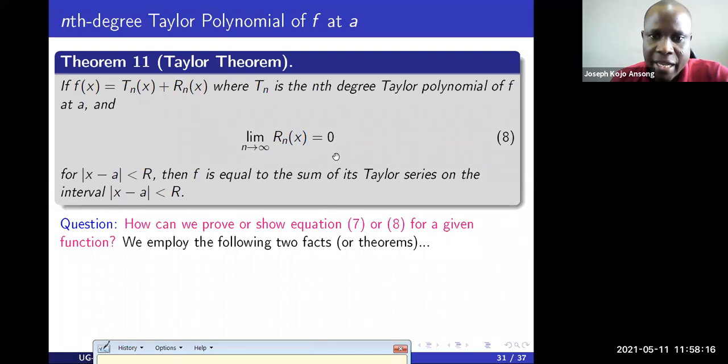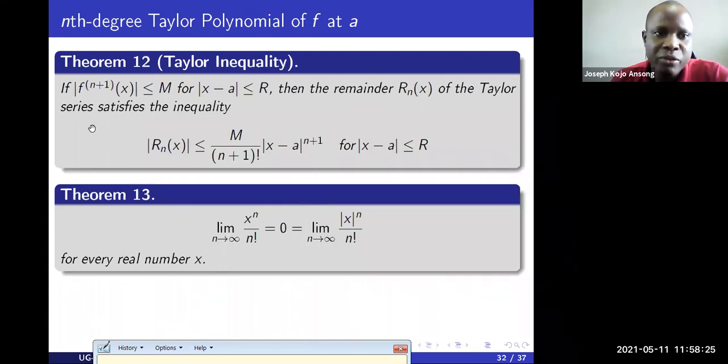It is one of the ways that helps you to actually prove that the limit as n goes to infinity of the remainder term goes to 0. Okay, this is basically to help you do that. So the Taylor inequality says that if the n plus 1 derivative of the function f is bounded, is less than or equal to some M within the interval of convergence, then the remainder term of the Taylor series satisfies this inequality. Okay, so this is the remainder term that we want to find the limit of and show that it goes to 0. That remainder term is bounded by this inequality.